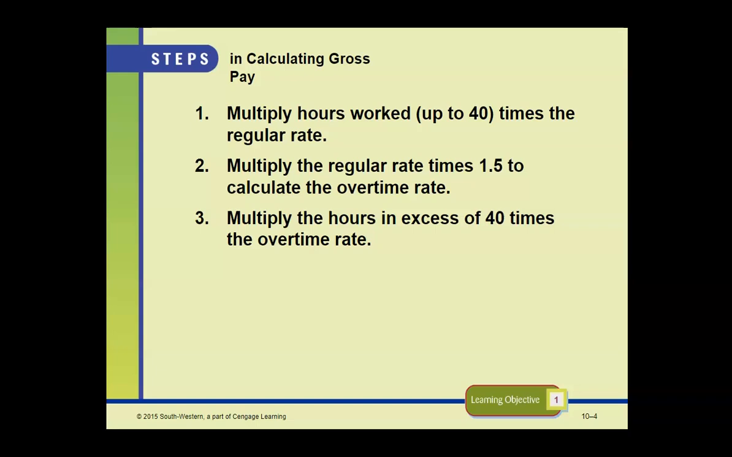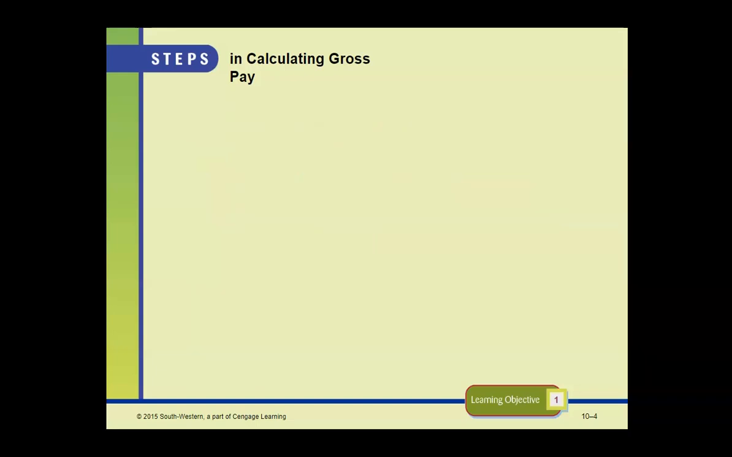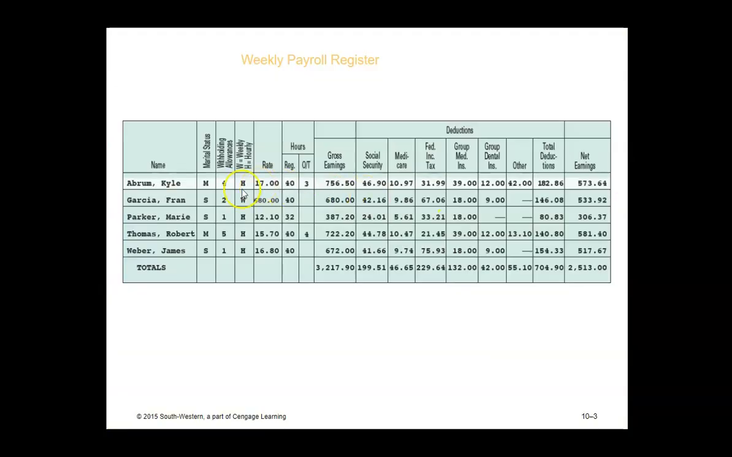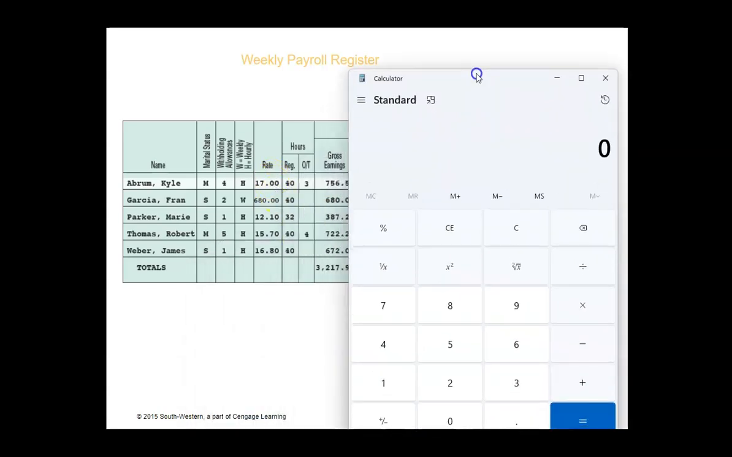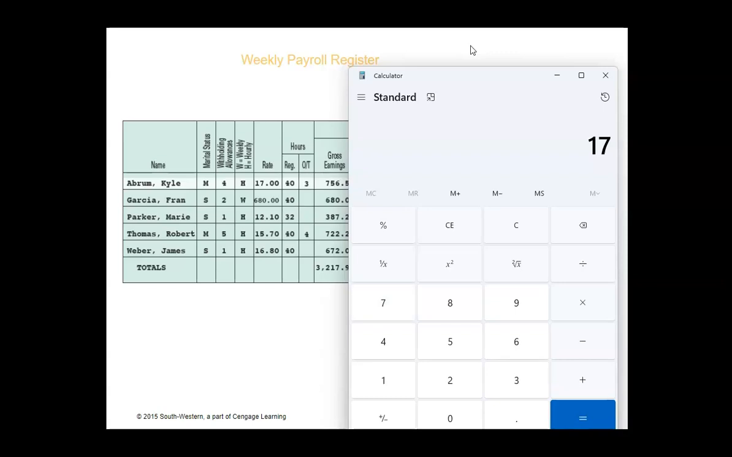If you recall from the payroll register, and I'm just going to go back a few slides, Kyle only worked 40 hours of regular time. That was at a rate of $17 an hour. I'll take out my calculator so you can see how it's calculated. So $17 an hour for 40 hours gives me $680. That's his regular pay.